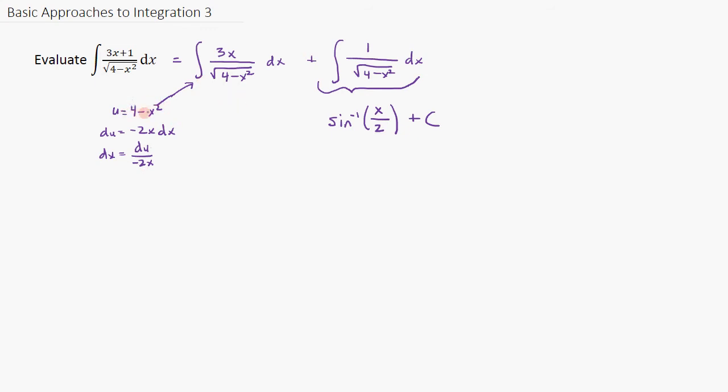Now doing the substitution, u goes inside the square root. We'll leave the 3x alone for now. So the u goes inside the square root, and then the dx becomes this thing here. Now you see that this x cancels with this x. I'm going to pull the constants out, so minus 3/2 the integral. I can rewrite this with a fractional exponent, u to the minus 1/2 du.